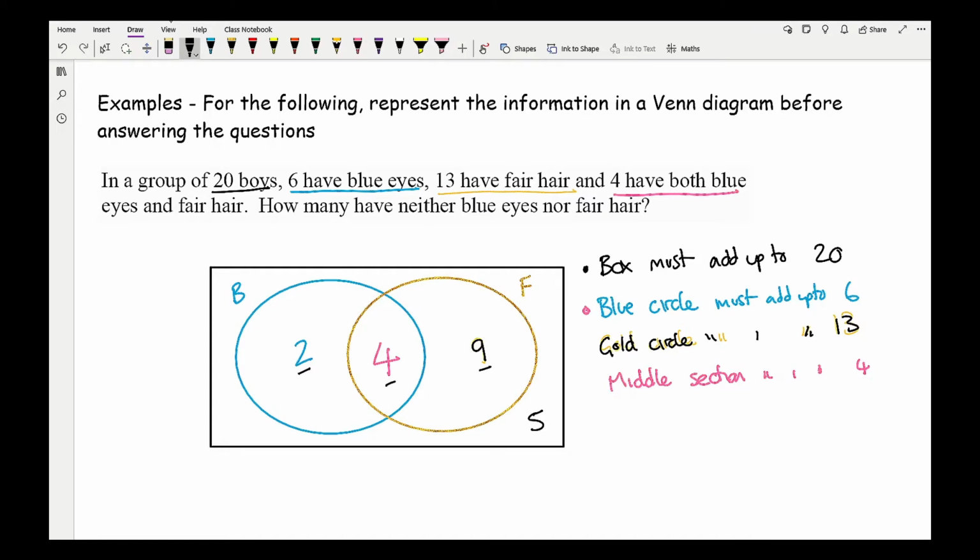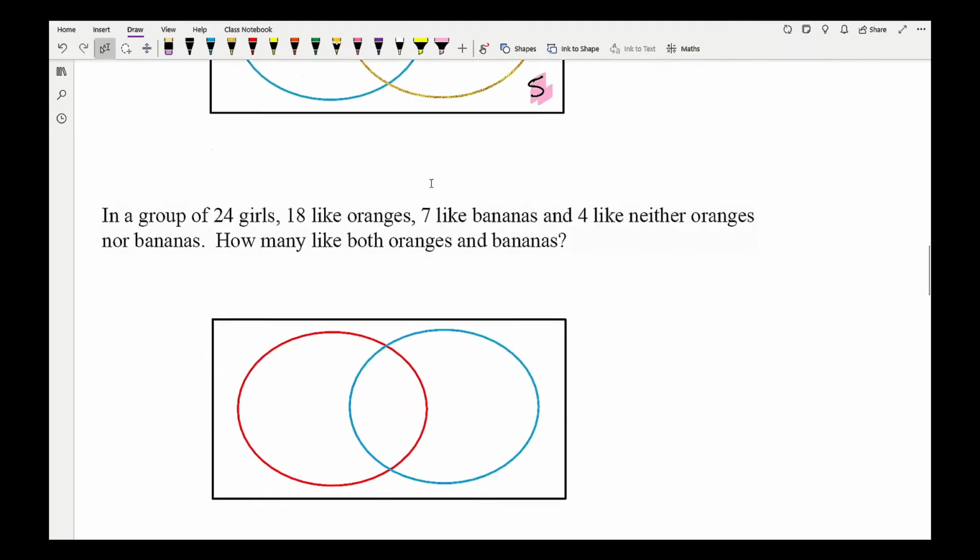And the question's asking me how many have neither blue eyes nor fair hair, and that answer is going to be 5, because I've got 5 outside the 2, and I shouldn't really put a circle around it. Let's just quickly get rid of that, and so 5 there would be my final answer. So let's move on to the next one.